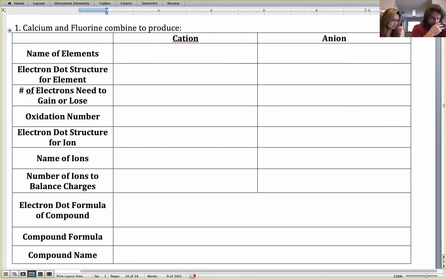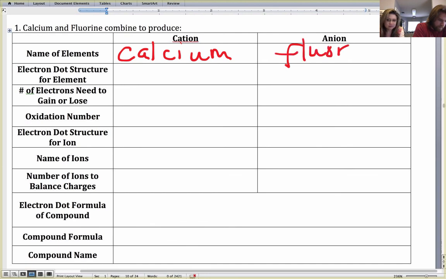So I have calcium and fluorine. The cation's the metal, right? Yep. So that's the calcium, the one that's positive. Okay, so that means the anion would be fluorine. Yep. Okay, you got it. So then the electron dot, is that the one with the dots for the valence electrons all the way around it? Exactly. Calcium has two dots. Fluorine has 7? Yep.